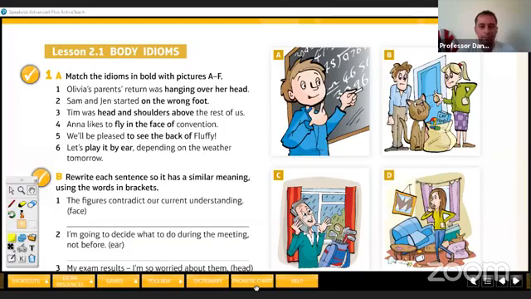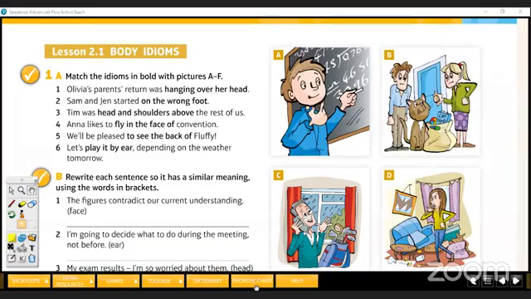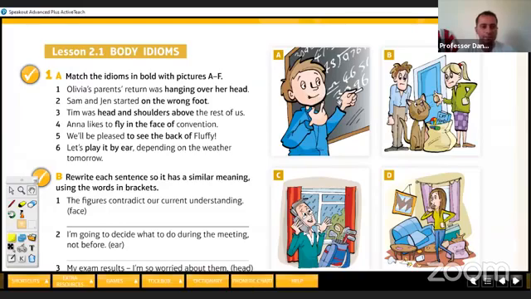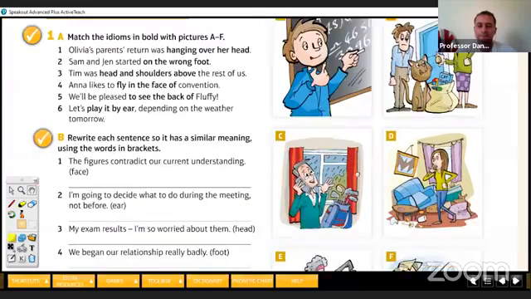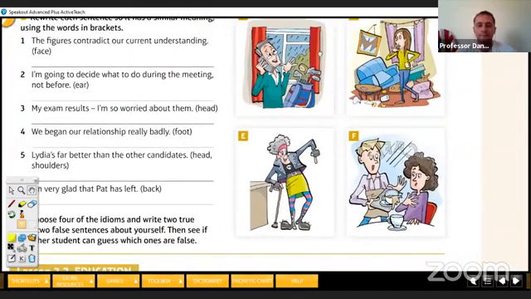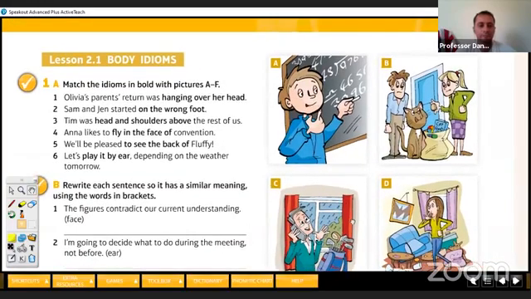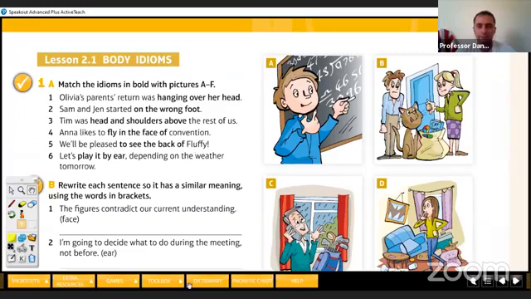Okay, and what about three, guys? Come on, three. A. Okay, three. Tim was head and shoulders above the rest of us. And what about four? Let's check here the chat section. Students say that three option is A. Anna likes to fly in the face of convention. E. We'll be pleased to see the back of Fluffy.